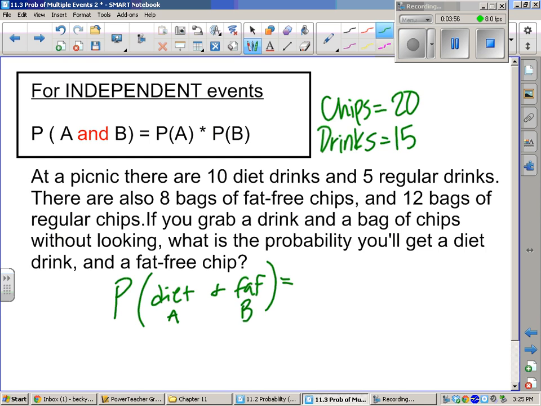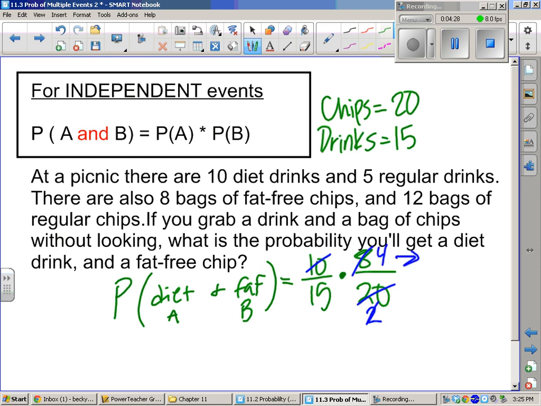Probability of diet. So how many diet drinks are there? Looks like 10 diet drinks, but that's out of 15. Okay, and then we're going to multiply by fat-free chips. There are 20, and 8 are fat-free. Okay, then we just multiply straight across. Can't we do that cool thing where you do the slashy diagonals? Oh, heck yeah, that makes it easier. So you can either do a cross now or cancel again.